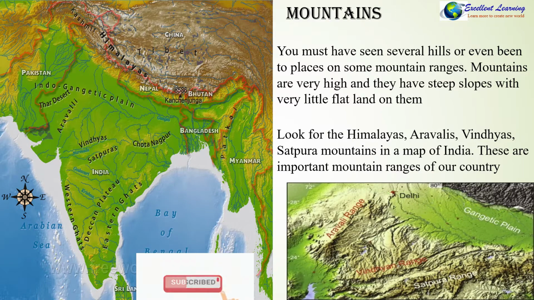Children, mountains are very high and they have steep slopes with very little flat land on them. Children, look at this India map. You can find the different mountains like Himalayas, Aravalis, Vindhyas, and Satpura mountains. These are the important mountain ranges of our country.